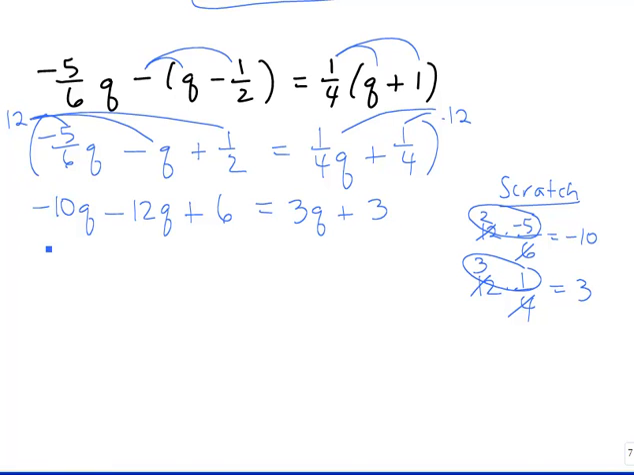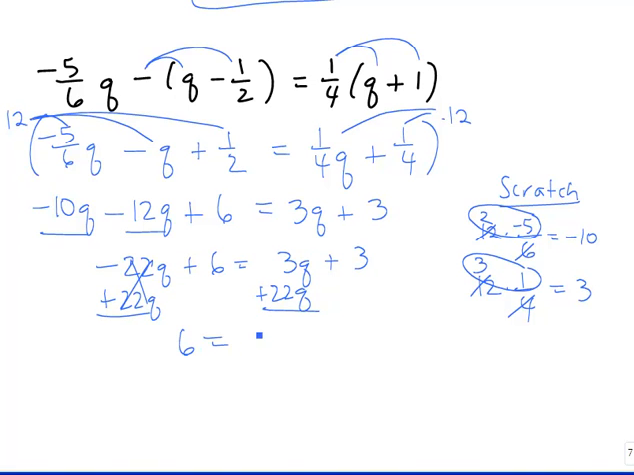So we've cleared out our parentheses, we've cleared out our fractions. We do have a couple like terms over here on the left side. Negative 10q minus 12q is negative 22q. Now I want to get my q terms together. I'm going to add 22q to the right-hand side. So I have 6 equals 25q plus 3. Q's on the right, so numbers need to go to the left. So let's subtract 3. 6 minus 3 is 3.